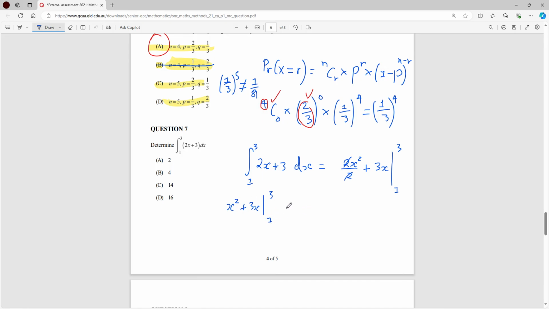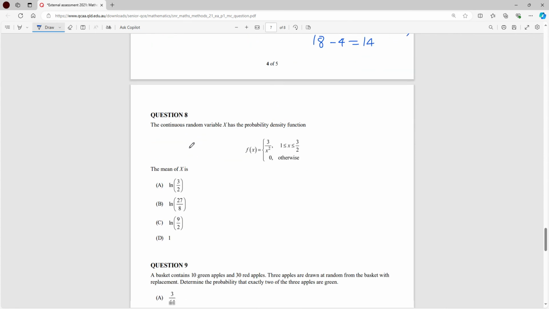Chuck in the first one first, so we have 3 squared plus 3 times 3 minus 1 squared plus 3 times by 1. So here that will be 9, and that will also be 9, so it will be 18. This will be 1 plus 3, so that's 4. 18 minus 4, so the correct answer would be 14. Okay, so the correct answer is C.